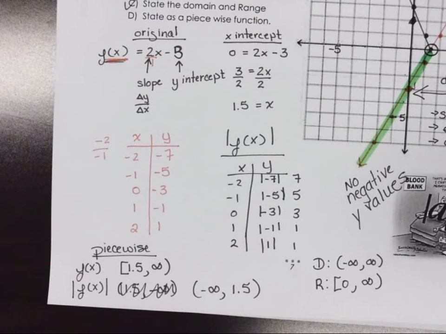Okay, so that's all it is to your piecewise function. Sorry, Madison? On the second one, we just do round brackets then? Yes, okay, because it doesn't include that point.